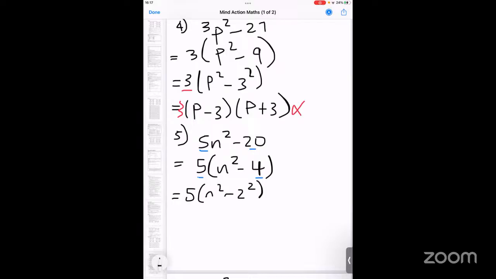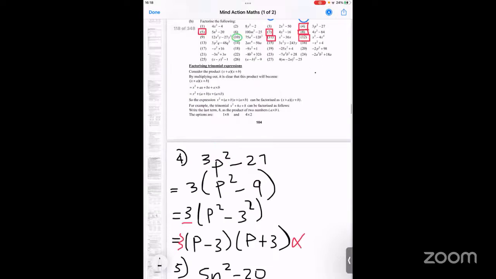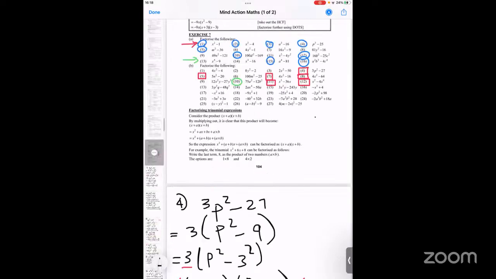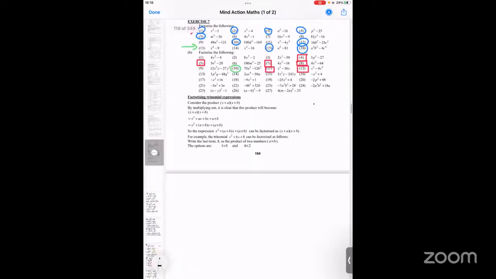I agree. Next step is 5 open bracket n minus 2 close bracket open bracket n plus 2 close bracket. Yes, 100%. And this is how you work it out. So now let's move on to the next one.